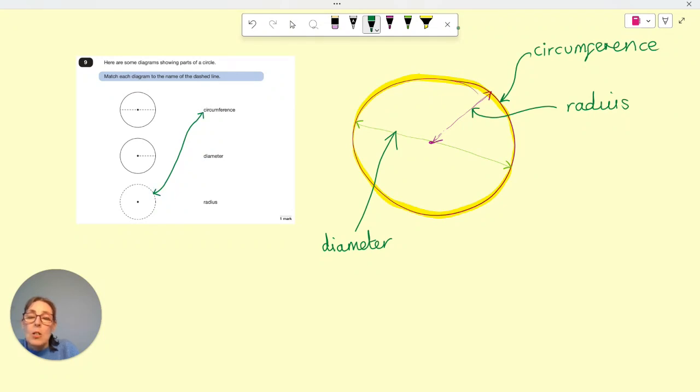that we're looking for the dashed line. The radius is this bit here that goes from the centre to the outside, and the diameter is going from one side of the circle through the centre to the other side of the circle. Okay, those are really helpful for high school to learn those names, because you'll do a lot of things with geometry and circles and different shapes at high school.